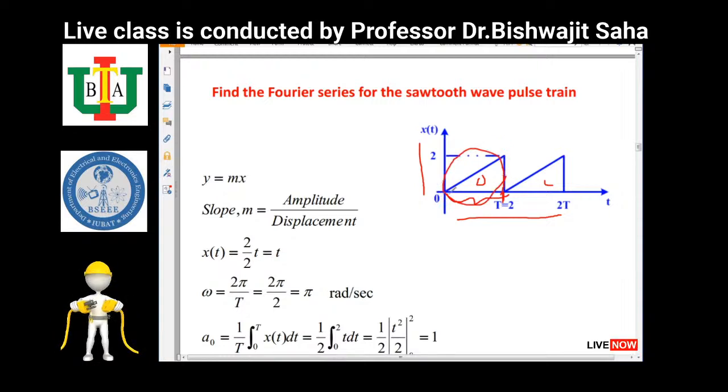And the slope, we need to find out, because if we want to find the function, then we have to apply the straight line equation. That straight line equation is y equals mx plus c. C is constant, zero in this example. So y equals mx, where m is the slope and x is the variable of the x-axis. Since the y-axis has x of t, x of t equals mt.